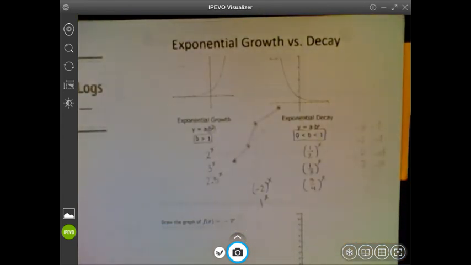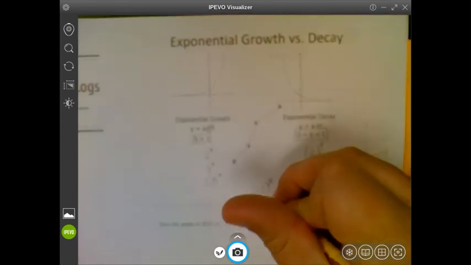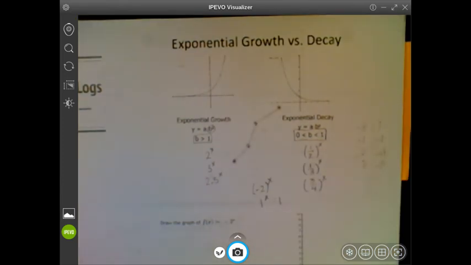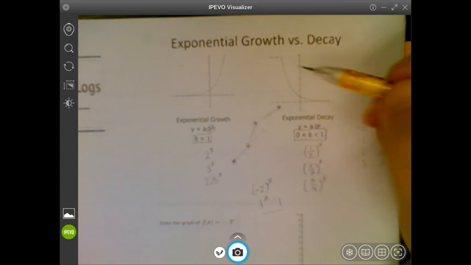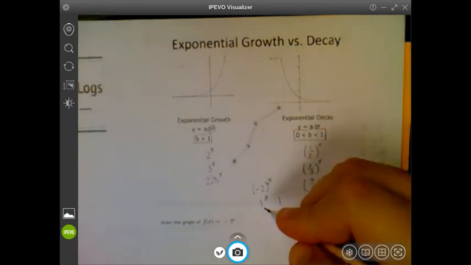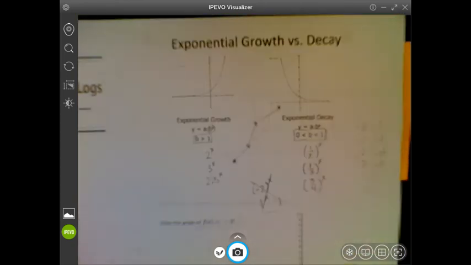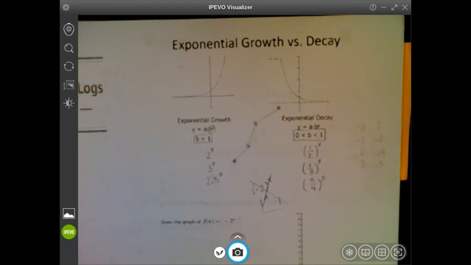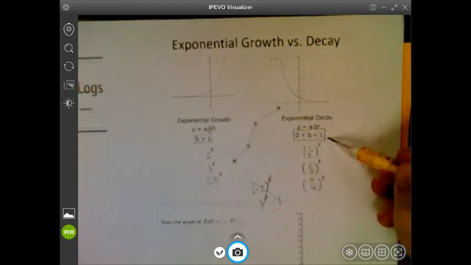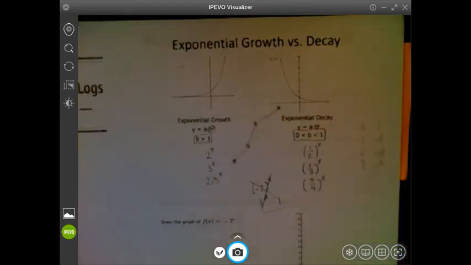Also, we don't have 1 to the power of x, because 1 to any power is always equal to 1, right? That one's always 1. So that would just be a horizontal line, which would be super boring and would not represent a growth or decay. So these are two situations that you won't ever see when talking about an exponential. You would either see greater than 1 or between 0 and 1.